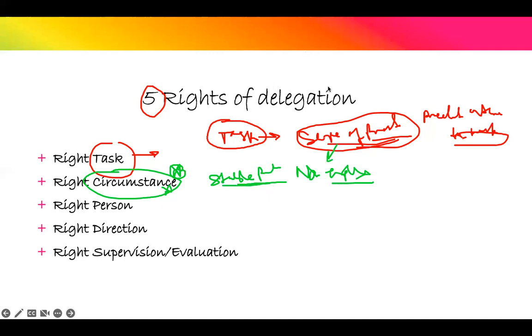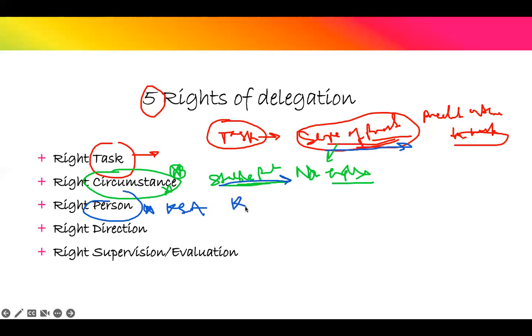The next one is person. Okay. Right person. You may assign the right task because the person is within their scope of practice, and the circumstances may be appropriate, but the person is not appropriate because they don't have what we call KSA. Everything we do has what we call KSA: knowledge, skills, and ability.